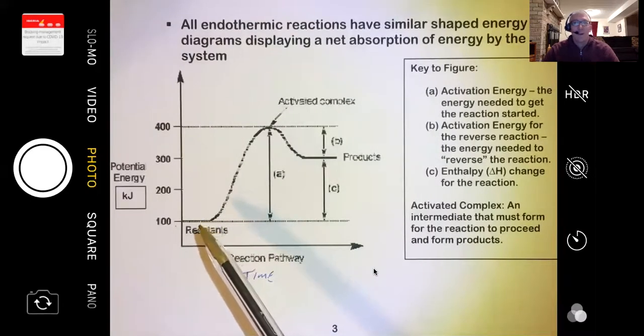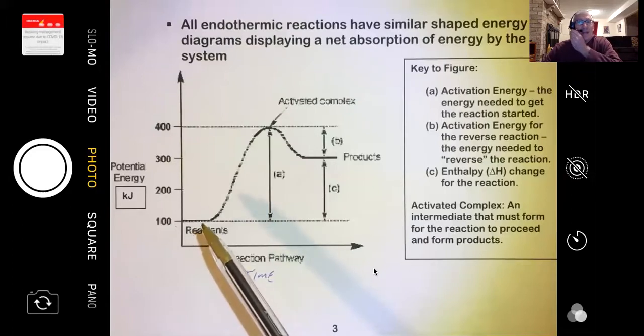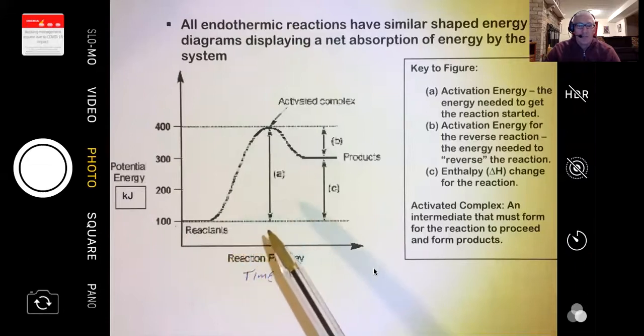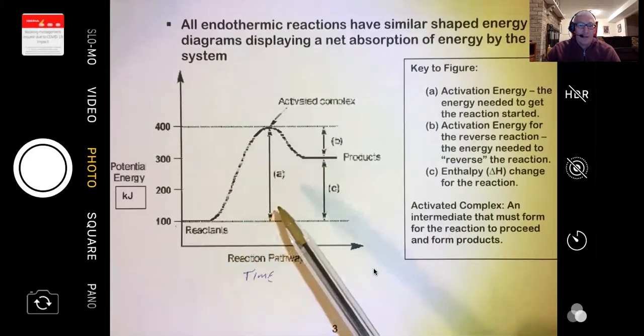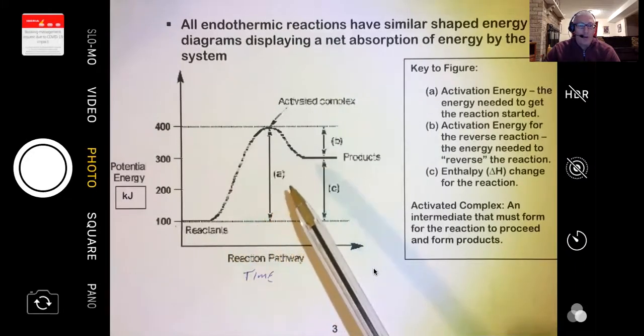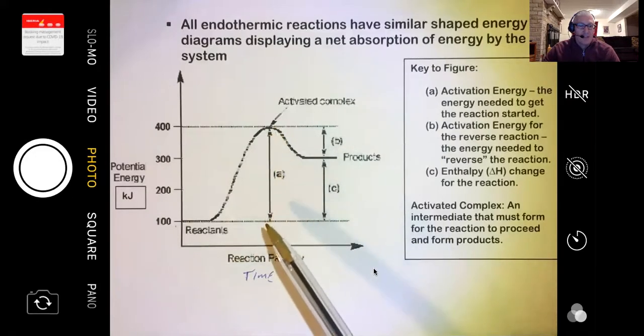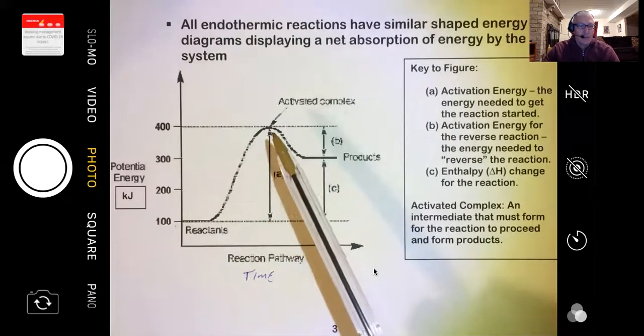If I asked you, what is the activation energy? How much energy does it require to make this reaction occur? That's a pretty big hill you got to get up and over. You've got to go from 100 all the way up to 400 units of energy. So the activation energy, it would require 300 kilojoules of energy to get this reaction to occur.